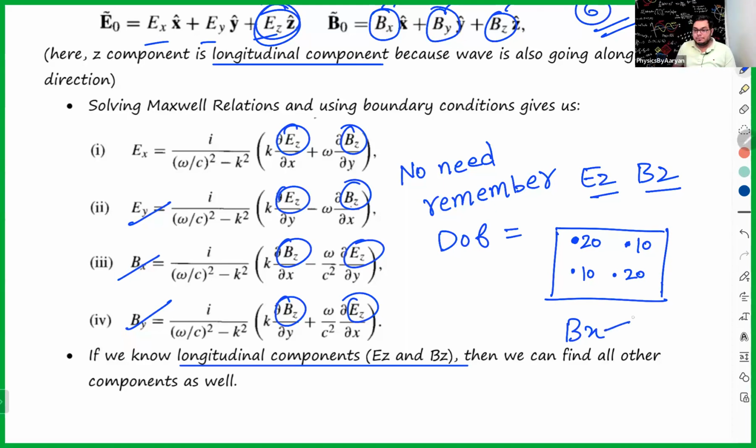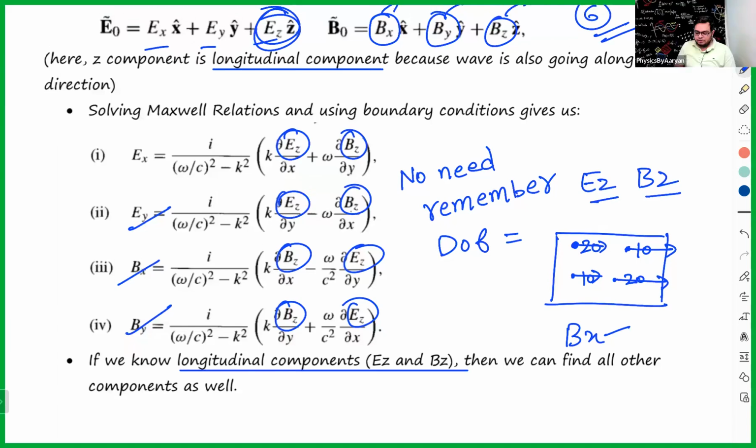But what does Bx mean? Bx means the magnetic field which is pointing along the x-axis. So this is also Bx, this is also Bx, this is also Bx, this is also Bx. All four are Bx, but the value of this Bx depends upon X and Y. The strength of Bx is different at different XY values, right? You get my idea?